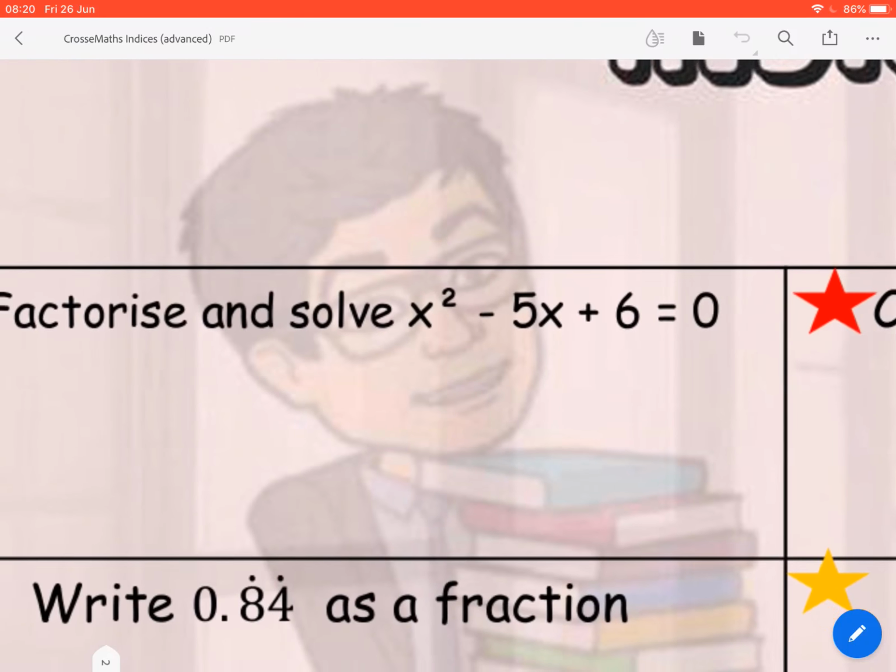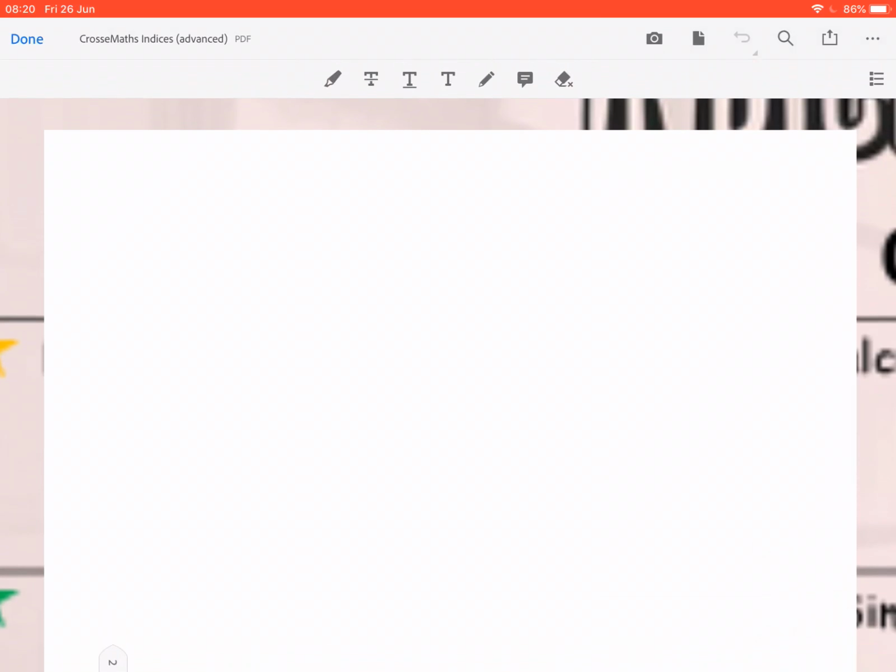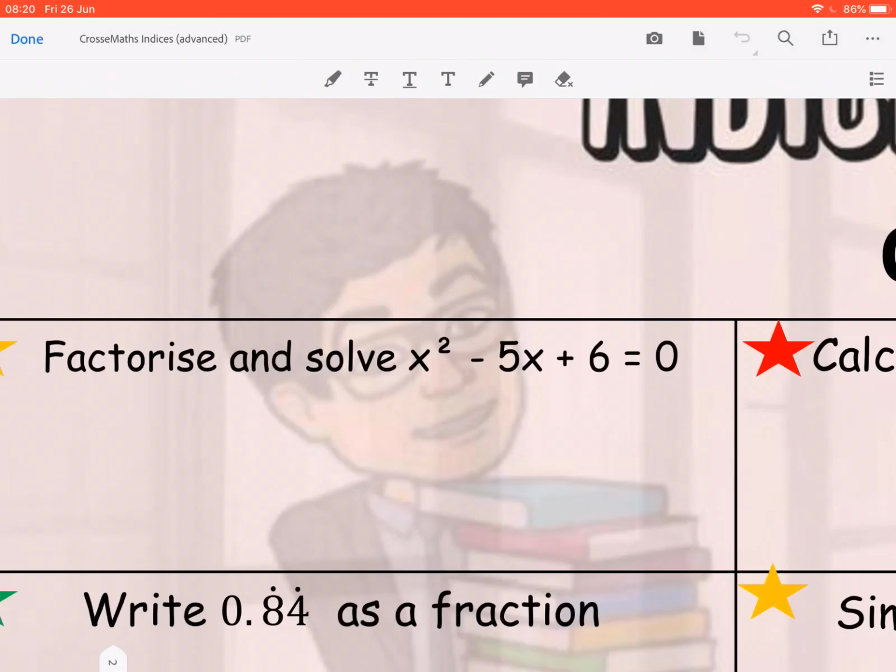Right then, very quickly guys, I'm going to go through all of that for you. Pause the video after each one if you want to mark it, or pause it at the end and I'll put all the answers up in one go. So we've got x squared take away 5x plus 6.